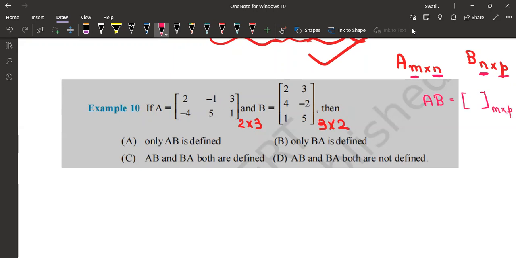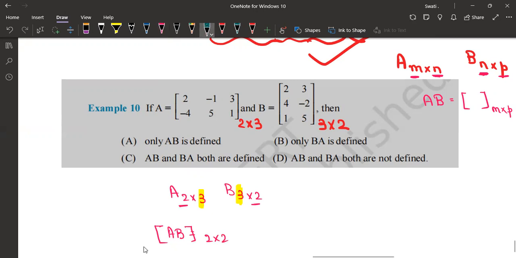So let's check here. We have A 2 by 3 and we have B 3 by 2. Of course, AB, if you want to find out, we can see that this and this are same. So the resultant matrix AB is going to be 2 cross 2. This 2 and this 2. So that means AB is defined.